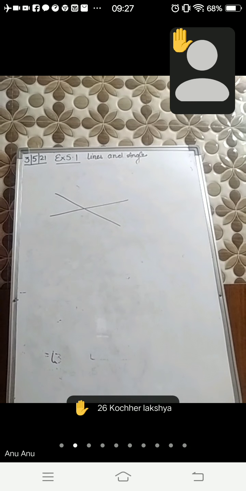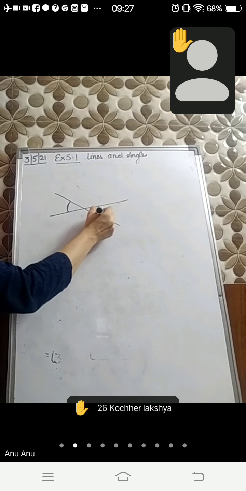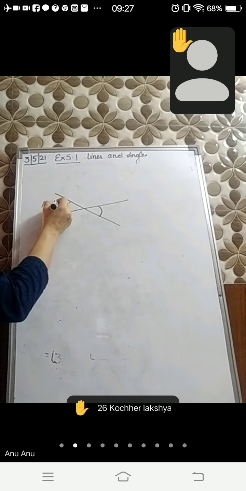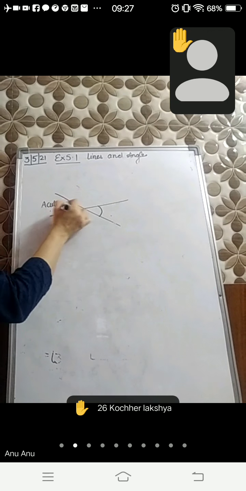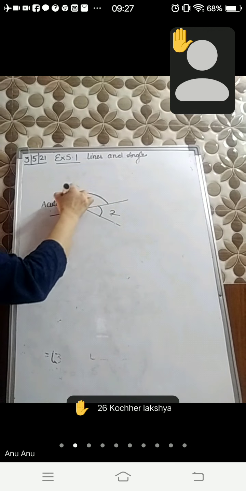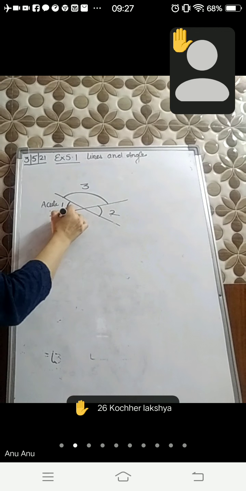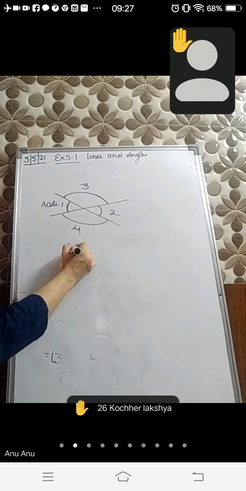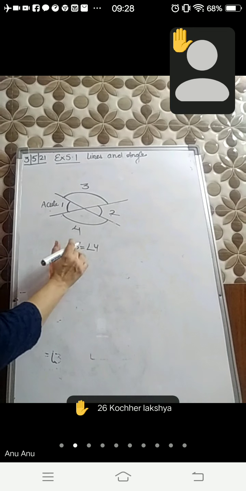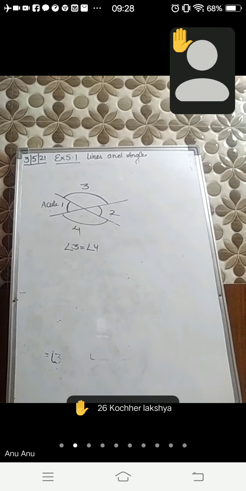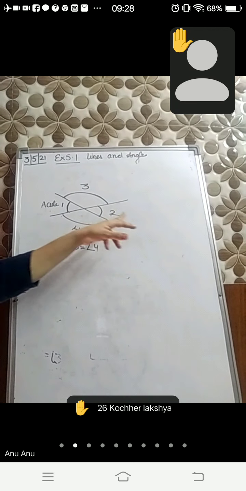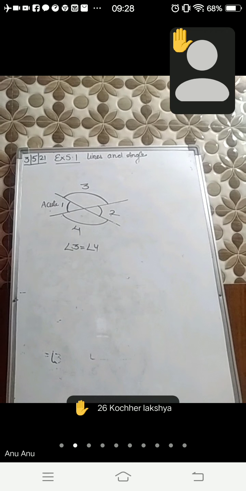If I draw two lines that are intersecting, obviously this angle is less than 90, so they are acute angles. And this acute angle is equal to this, 1 equal to 2, and the remaining angle is more than 90 degrees. Angle 3 is equal to angle 4, and you can see that these two angles are more than 90, so they must be obtuse angles. So if one pair is acute, the other pair must be obtuse. Is it clear?